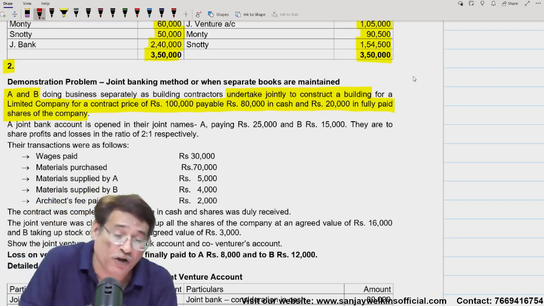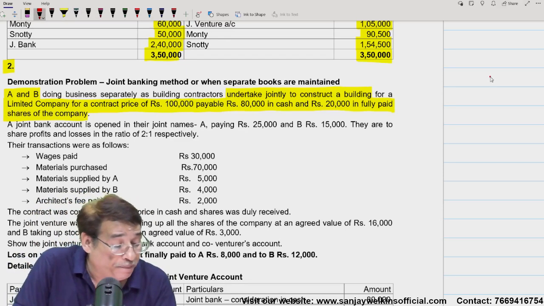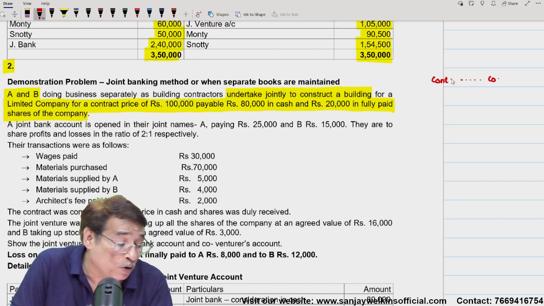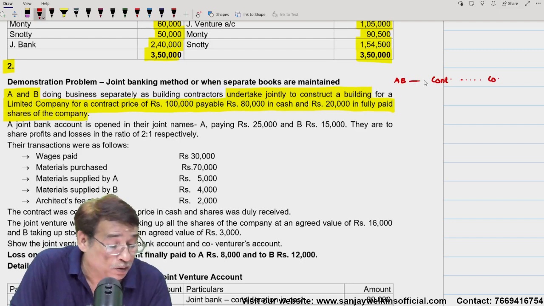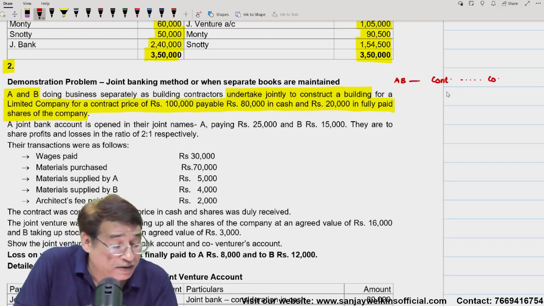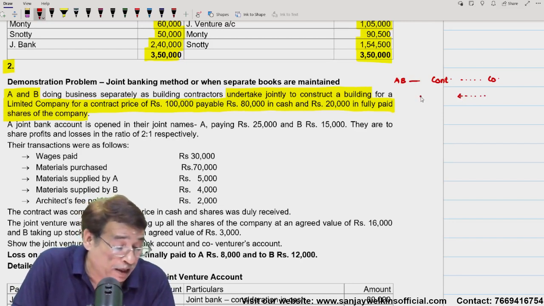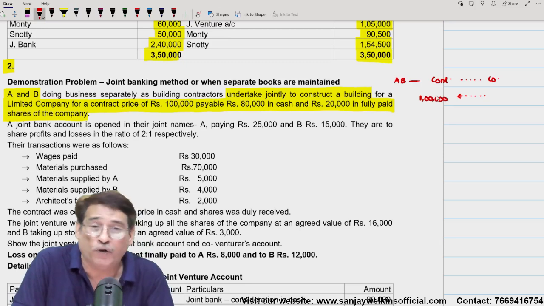This time we have taken a contract from a company. Company is the contracting company. Company has given a contract to us, correct? And A and B are the contractors. And company is telling that once the contract will get completed, we will pay you 1 lakh. No doubt, contract price 1 lakh. Company will pay contract price 1 lakh.